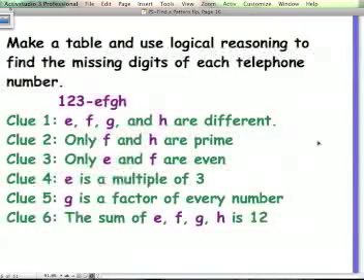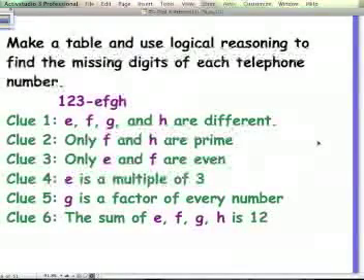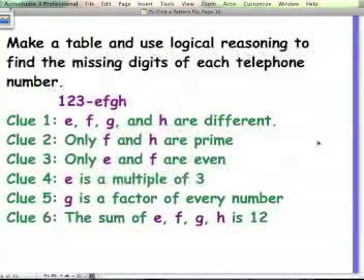Now you watch as we model one for you. Make a table and use logical reasoning to find the missing digits of each telephone number. 1, 2, 3, E, F, G, H. Clue number 1. E, F, G, and H are all different. Clue 2. Only F and H are prime. Clue 3. Only E and F are even. Clue 4. E is a multiple of 3. Clue 5. G is a factor of every number. And clue 6. The sum of E, F, G, and H is 12.